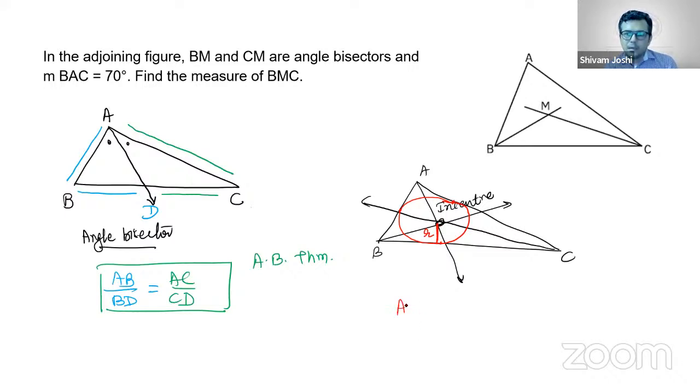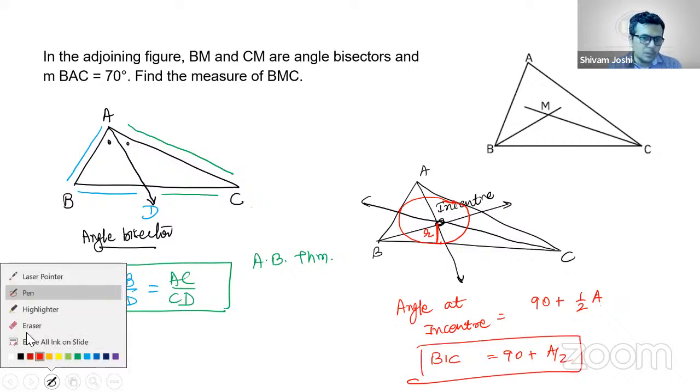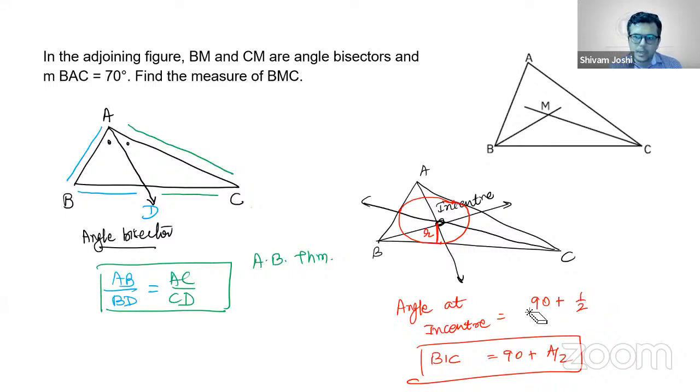And the angle at the incenter is going to be 90 plus half the opposite angle. Okay, which means BIC is 90 plus half A. In general, this is half of the opposite angle, I should say.